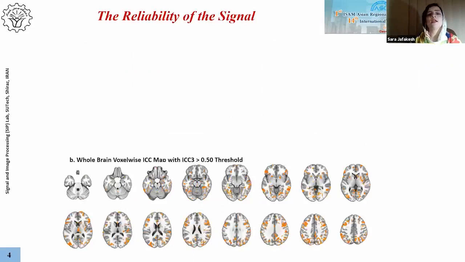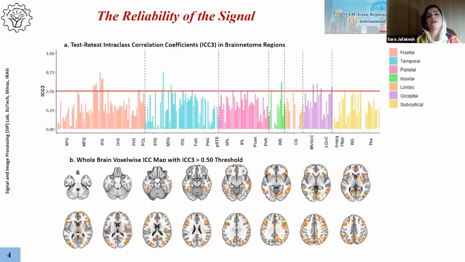As I said, the other important factor is the reliability of the signal. We calculate the reliability using intra-class correlation coefficients, ICC3K. ICC3 is just a method to measure the reliability across multiple observations. Again, when we plot this in the Brainnetome Atlas, we can see many regions pass the 0.5 threshold. And there are also some regions that pass 0.7, in the frontal cortex and temporal cortex.